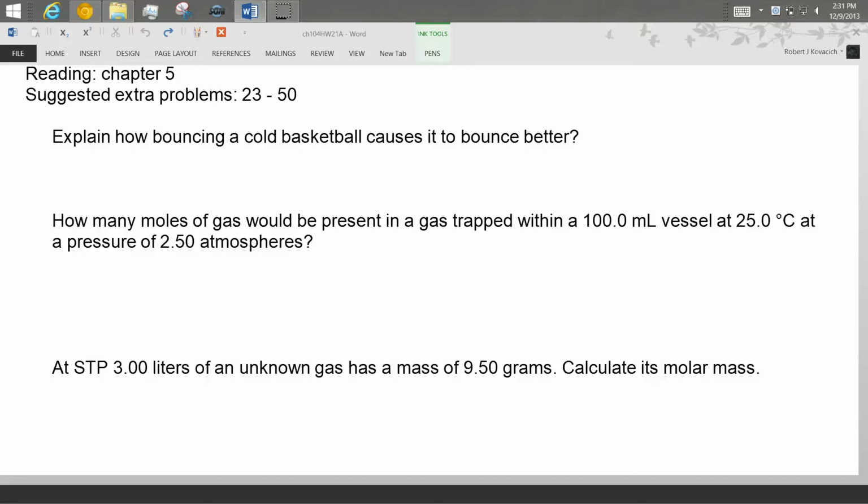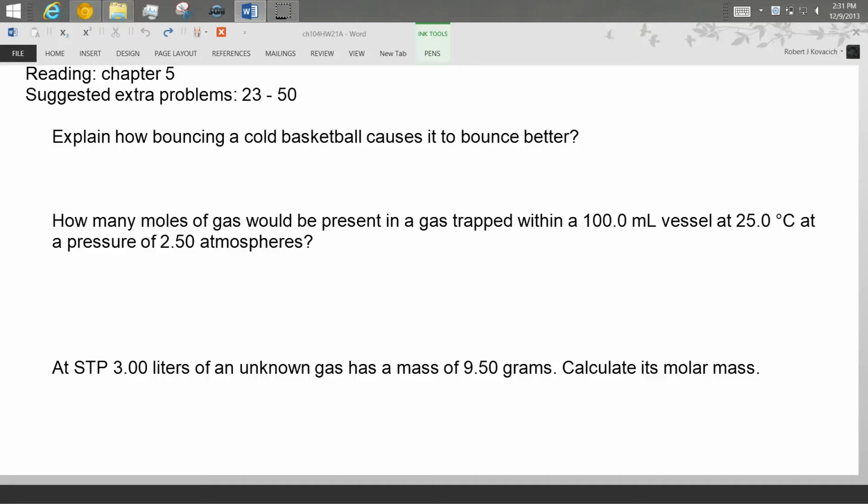So what you need is the pressure inside of the ball to be just right. Too little, it doesn't bounce high enough. Too much, it bounces too high. So if the ball is cold, is the pressure too low or too high inside of it? It's too low.